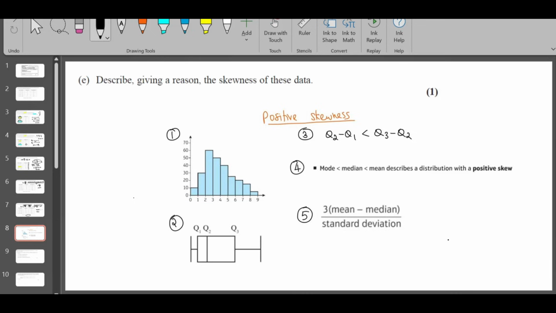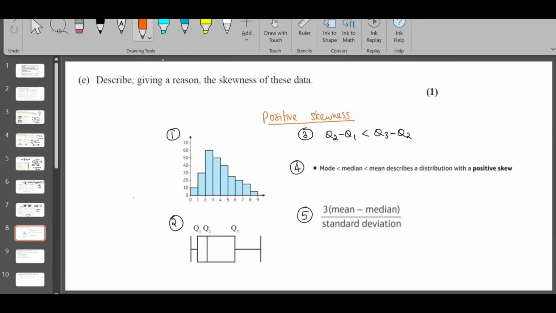If it's the opposite way, for example, the histogram is this way, if Q2 is closer to Q3, if the median is bigger, automatically this is going to be a negative number, right? These are all the conditions for negative skewness. You can take note of this picture.